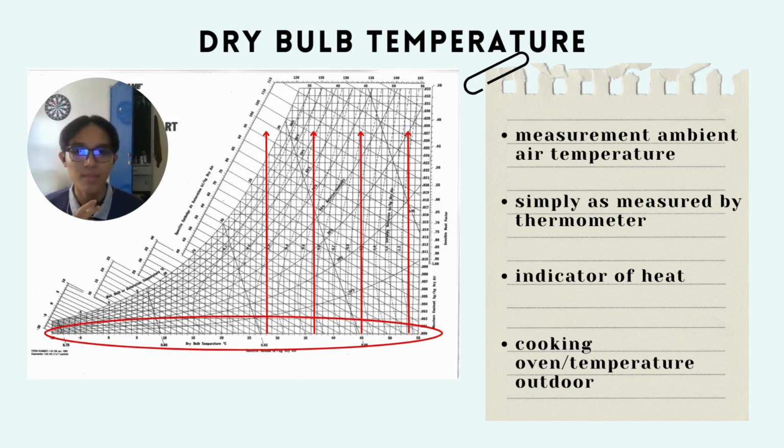So we're gonna talk about the dry bulb temperature. What is the dry bulb temperature? The dry bulb temperature we usually use as a measurement of ambient air temperature. It is simple, as we can measure the dry bulb temperature by using a thermometer. Dry bulb temperature can be used as an indicator of heat, such as a cooking oven and the temperature of air at the outdoor.